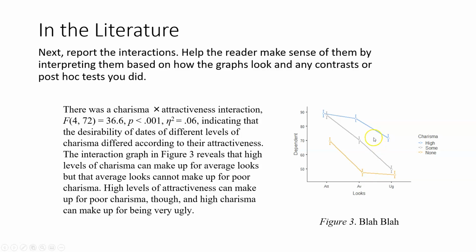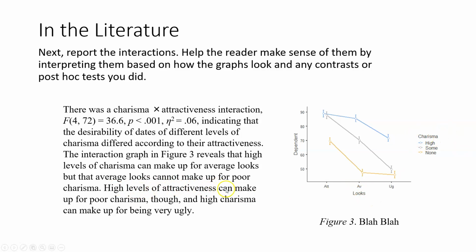So again, if you look here, you can see that high levels of charisma, that's the blue line, can make up for average looks. So if you have average looks, then you've still got high dating success. But then we also say that average looks cannot make up for poor charisma. So if you've got low levels of charisma down here, this orange line, average looks don't do anything for you. So you can see that people are responding very differently to this condition versus this condition, which are combinations of different levels of looks and charisma.